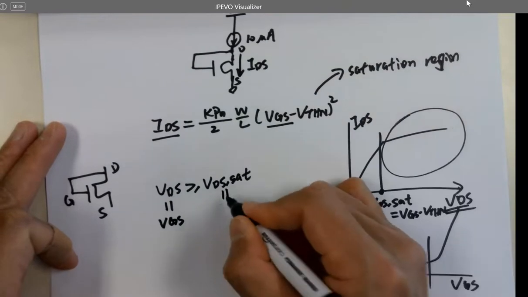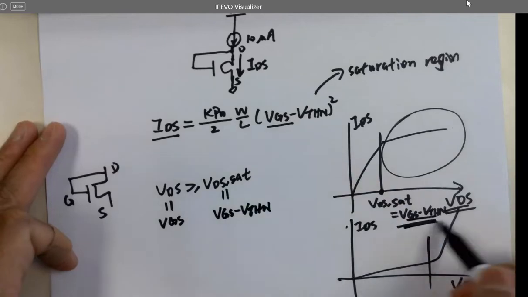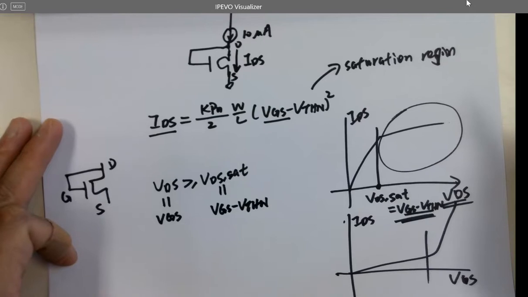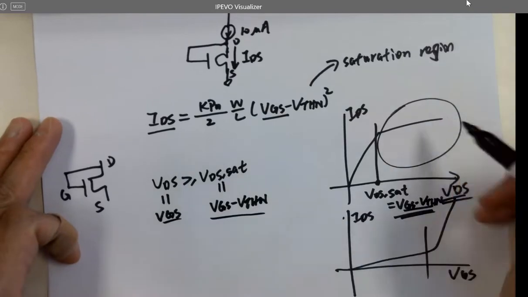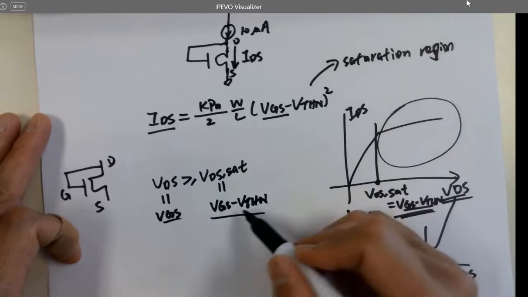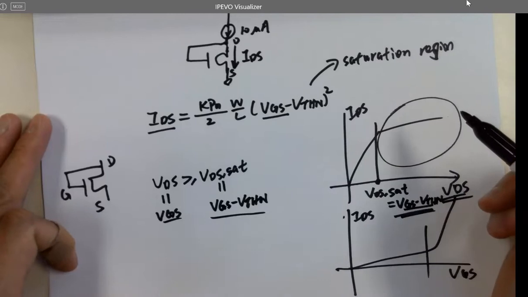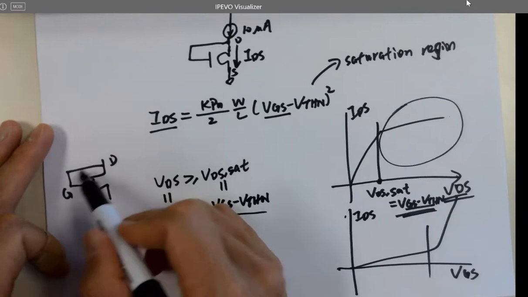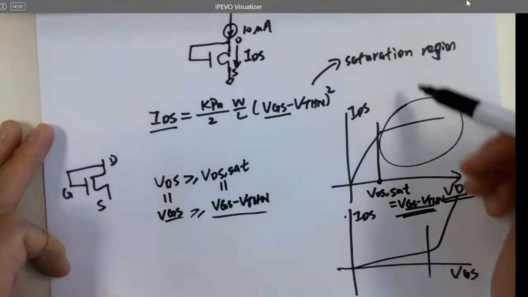What is this? So this is always larger than that. How much larger? VTHN, right? 0.8. So this is always larger than that. Which means if you short the gate to the drain, it should be operated in the saturation region.